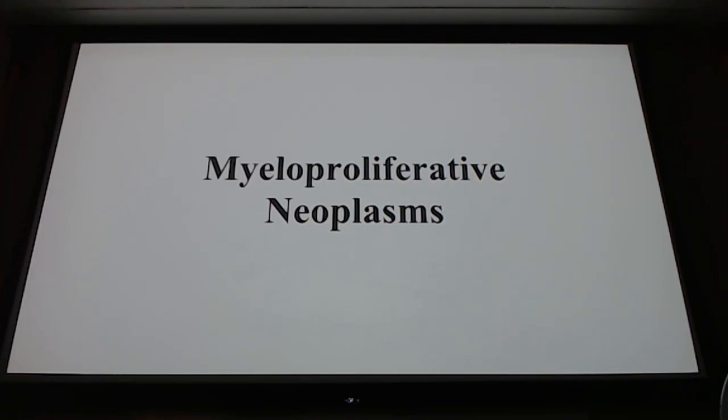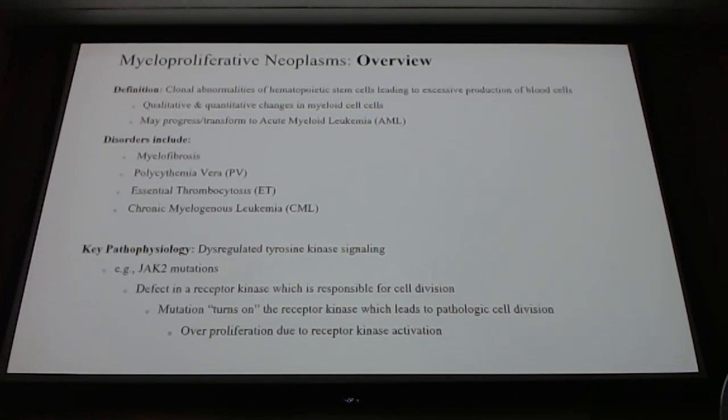The myeloproliferative neoplasms, right? What's proliferative mean? Lots of them, right? So, this is clonal abnormalities of those hematopoietic stem cells leading to an excess production of blood cells. And again, the myeloid cell lines, what's myeloid going to be? RBCs, platelets, and what else? Monocytes, granulocytes, neutrophils, and eosinophils.